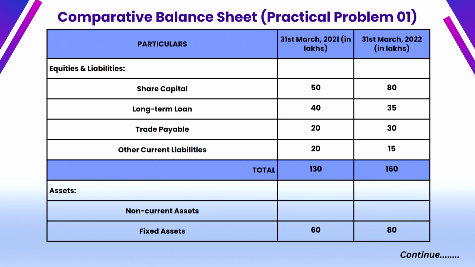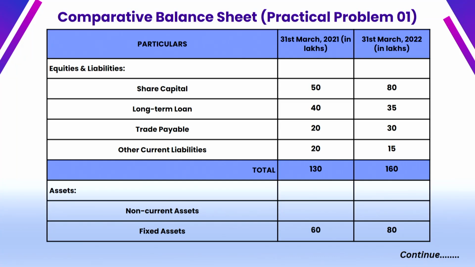So first of all, we are going to solve the first practical question of the comparative statement. This is a comparative balance sheet of an organization dating on 31st March 2021 and 31st March 2022. As you can see the various financial elements of an organization. First is the equity and liabilities, and the organization is sharing the share capital for the 2 different periods of time. In 2021, the share capital is 50 and the following year it is increased to 80, and there is a long-term loan 40 and 35, trade payable 20 and 30, and the other current liabilities account for 20 and 15 for the 2 different years.